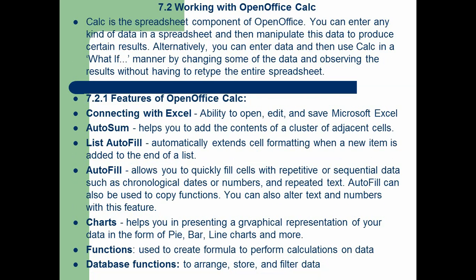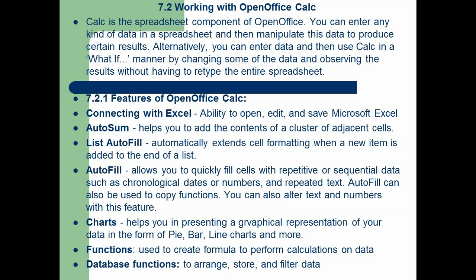Next topic is working with OpenOffice Calc. Of course, we already know OpenOffice Calc is developed to do what if analysis and complex calculations on the data stored in the form of tabular columns. Other than calculation and what if analysis, another important feature of OpenOffice Calc, number one, is connecting with Excel. OpenOffice Calc can be connected with Excel. That means we can open any files created through OpenOffice Calc in Excel, as well as Excel based files can also be opened in OpenOffice Calc. Number two, AutoSum.